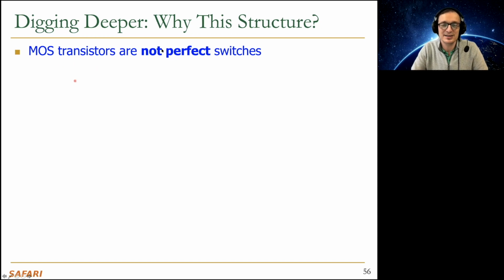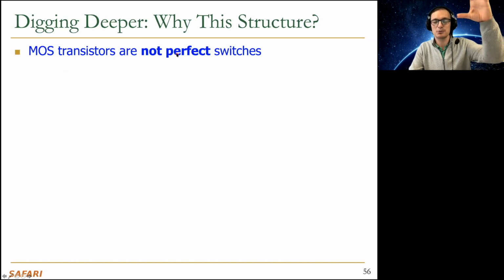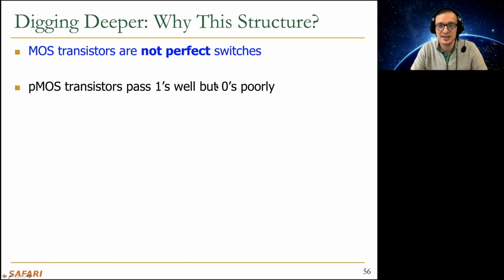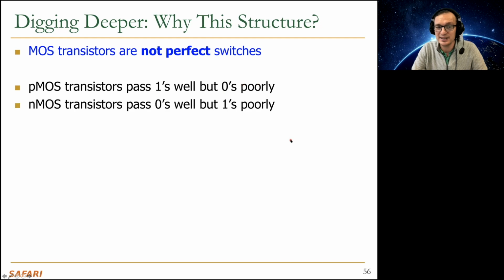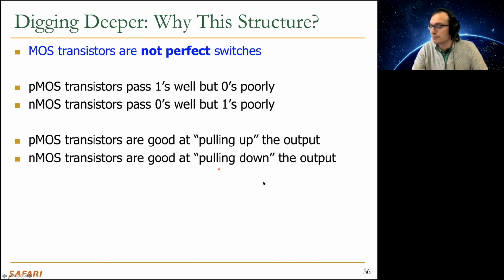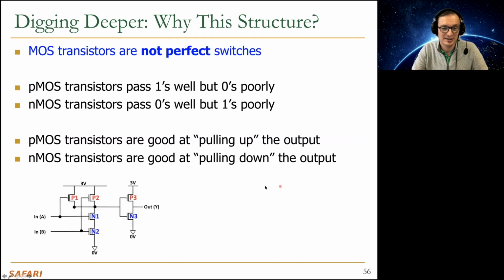But essentially, this structure, PMOS pull up, NMOS pull down, is that way because most transistors are not perfect switches. PMOS transistors pass ones well, but zeros poorly, whereas NMOS transistors pass zeros well, but ones poorly. Basically, one of them is good at conducting electrons, and the other is not good at conducting electrons. It's better at conducting holes, for example. As a result, you have this structure. So basically, PMOS transistors are good at pulling up the output to a high voltage, whereas NMOS transistors are good at pulling down the output to a low voltage. That's why we have this structure over here for an AND gate.